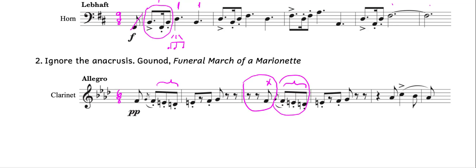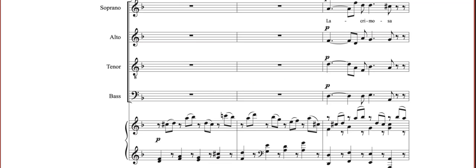Let's go ahead and look at number 3. Okay, so number 3 could just barely fit. But let's go ahead and listen to the example first. Ooh, that's so beautiful. Okay, so let's go ahead, take a moment, figure out the time signature, pause the video, and press play when you're ready.